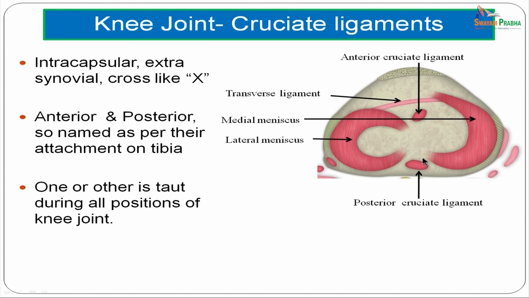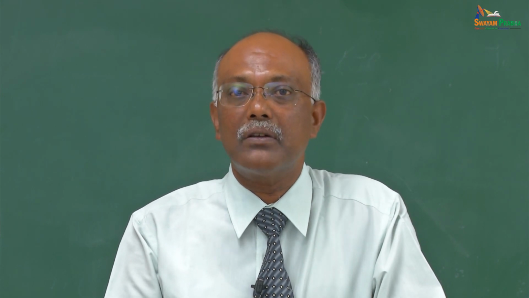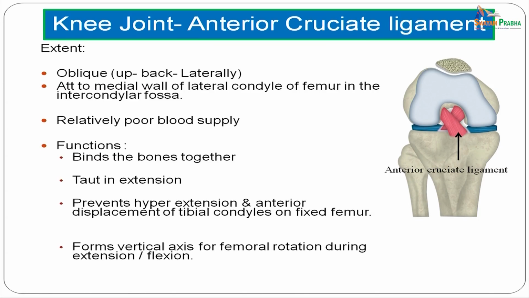One or other of the two cruciate ligaments is taut during all positions of the knee joint. For instance, the anterior cruciate ligament is taut during the position of extension of the knee joint, and the posterior cruciate ligament is taut in the position of flexion of the knee joint. The anterior cruciate ligament, from its origin on the anterior aspect of the tibial condylar plateau, extends upwards, backwards and laterally, and is attached to the medial wall of the lateral condyle of the femur in the intercondylar fossa.